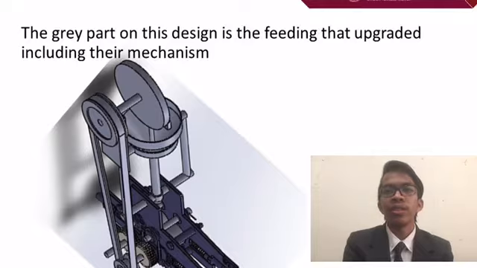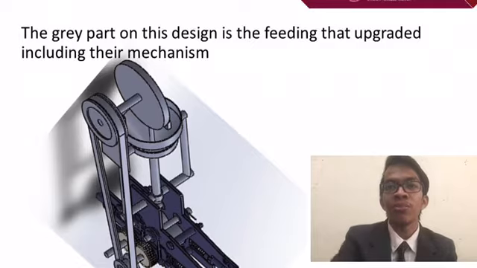So this picture shows my final design concept for this machine. The grey part on the design is the feeding part, which is the most important part of this machine, including its mechanism. You can see that there is a belt and pulley, and after this we will go through the exploded view of the machine.